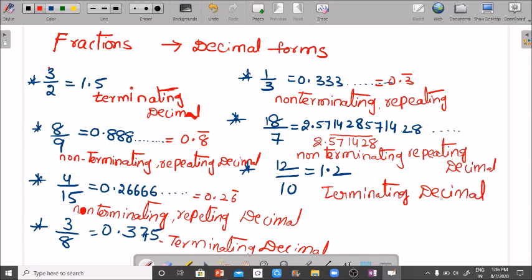These are fractions in the form of p by q. These p by q forms are some terminating, some non-terminating. These terminating decimals and non-terminating repeating decimals are called rational numbers.